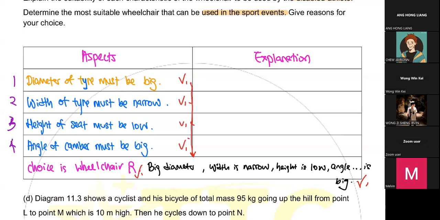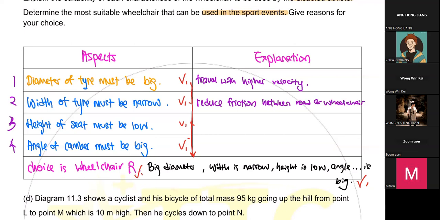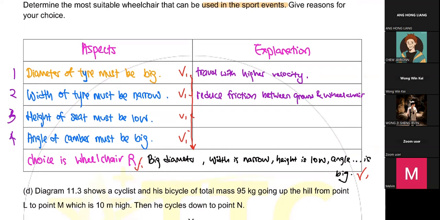Okay. Now, so why the diameter of tire must be big? So that it can travel with higher velocity. Okay, can move with a higher velocity. Then after that, why the width must be narrow? To reduce friction between road and wheelchair. Okay, so between ground and wheelchair.